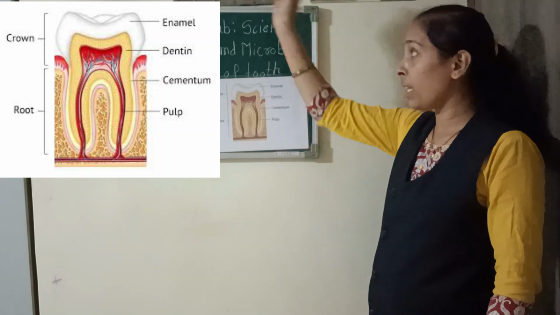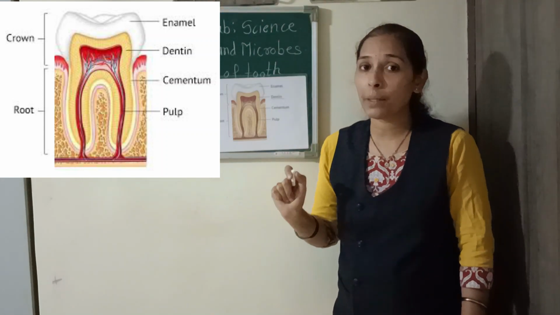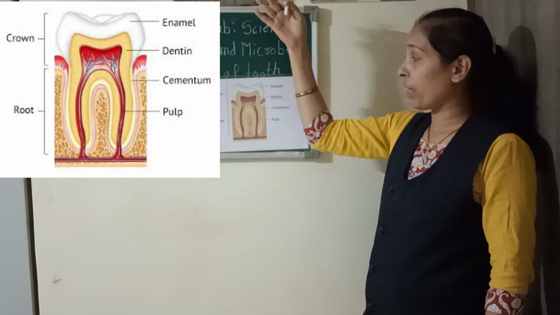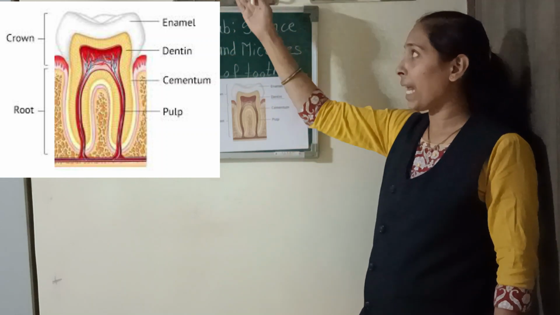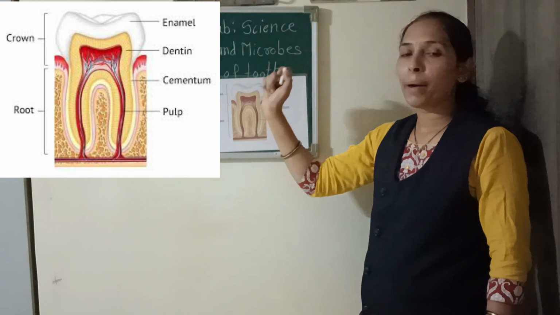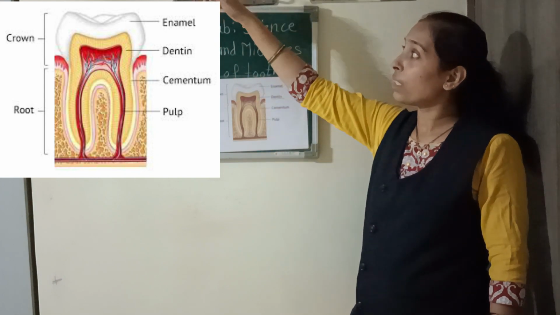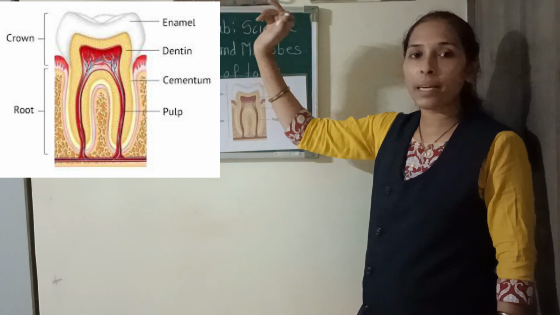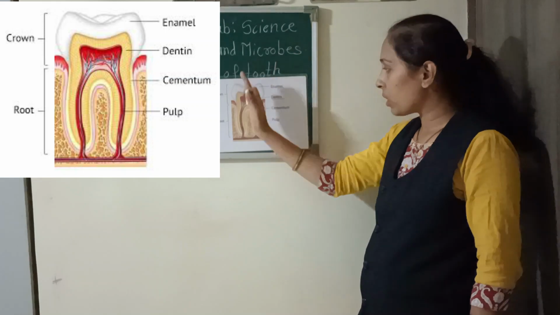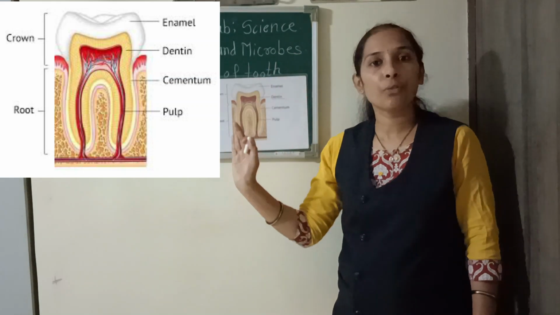See here in the image you can easily see the crown, then the root, and also the enamel, dentine, and pulp, and inside the pulp there are the nerves and the blood vessels. So this is all about the structure of the tooth.